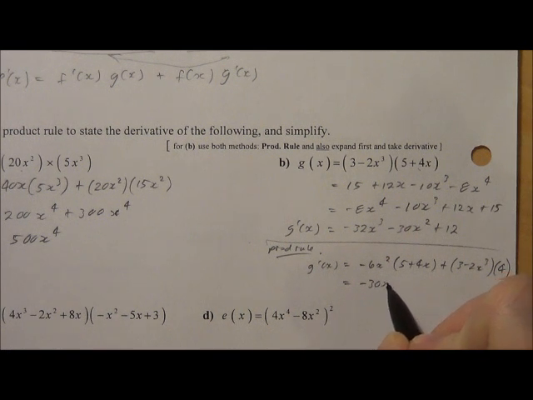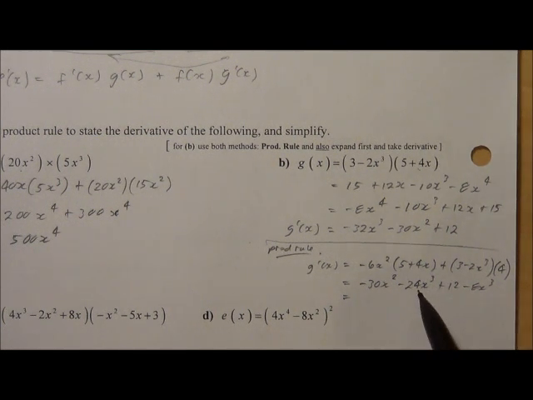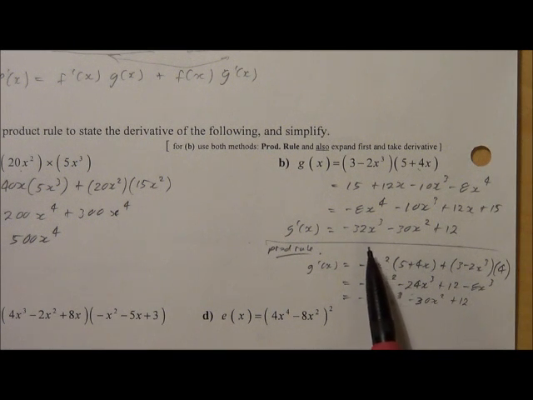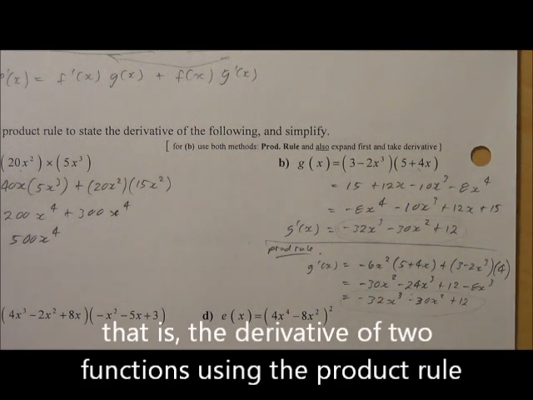So we get negative 30x squared minus 24x cubed plus 12 minus 8x cubed. And we simplify that all down. So we get negative 32x cubed by collecting like terms, minus 30x squared plus 12. And we notice that the derivative of the product is the same as the product of the derivatives.